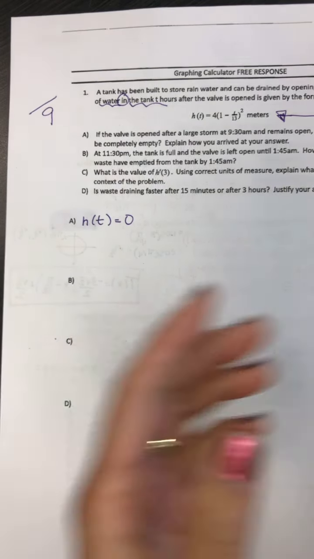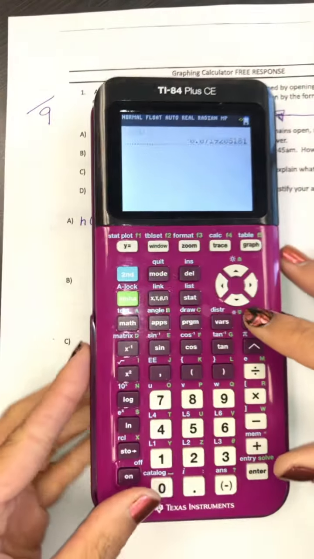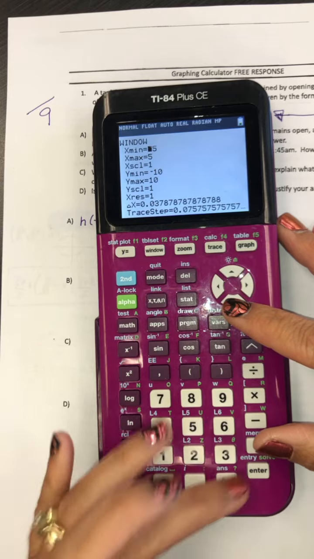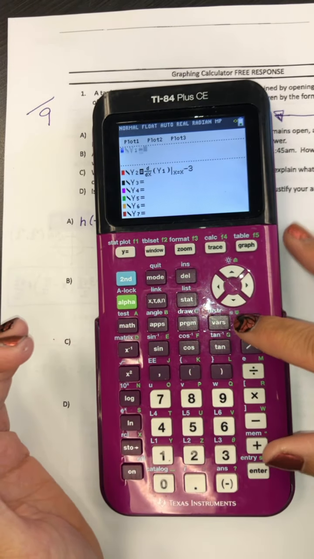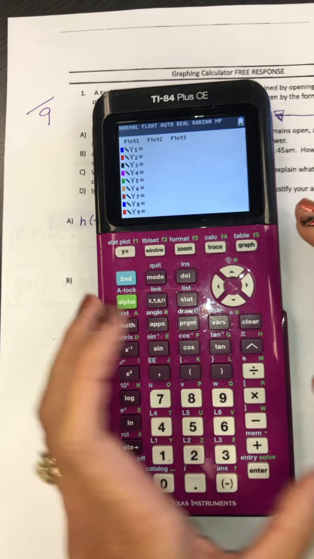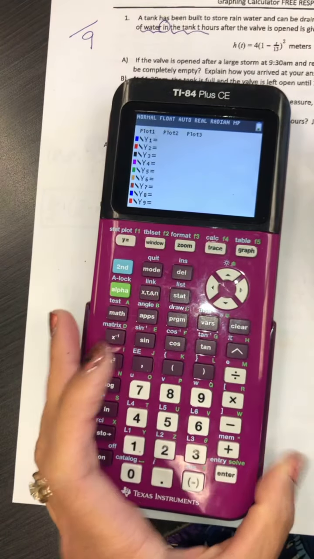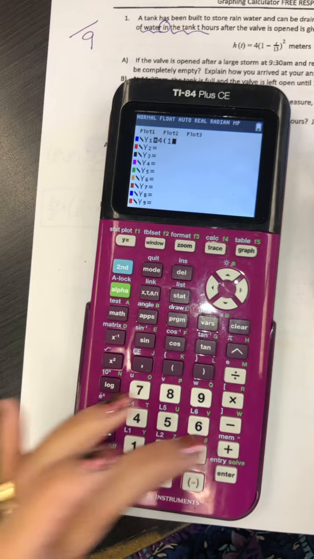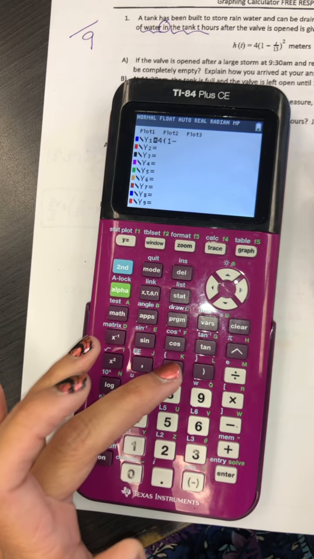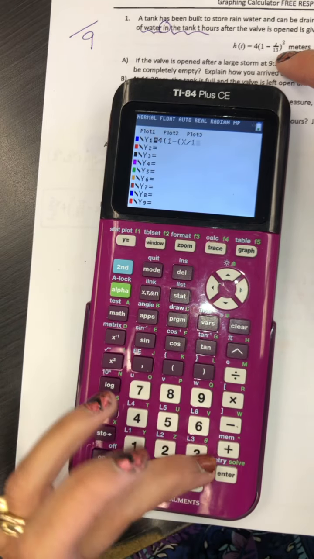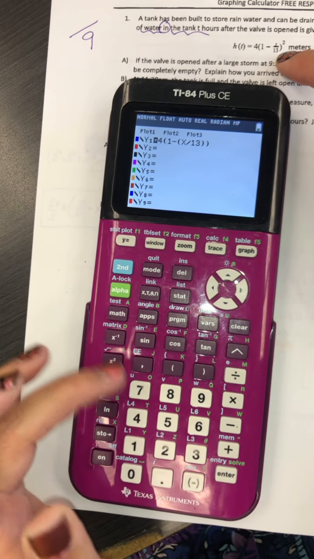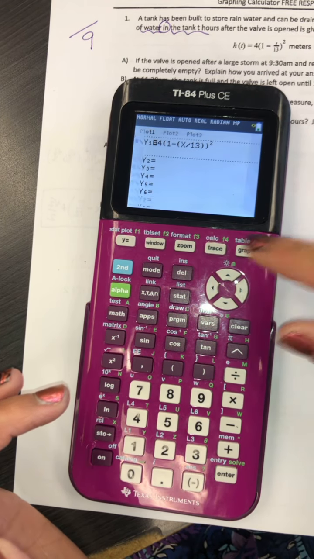So let's go to our graphing calculator, handy dandy. Let me change the window back to normal though. So I had adjusted it. Hit Y equals, let's clear these out. And let's type in our function. It is 4 times the quantity 1 minus, I need to put the t over 13 in parentheses, so that'll be x over 13, parentheses, parentheses, square it, and let's graph it.